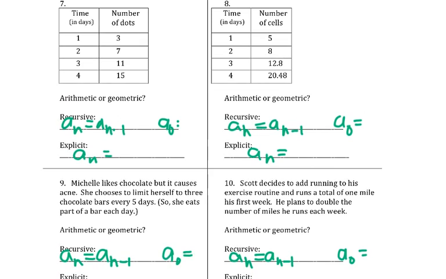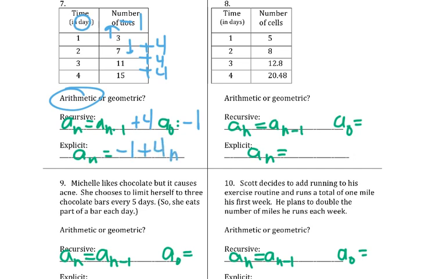Okay, so number 7. We go from 3 to 7, so that could be plus 4. Does that keep working as plus 4? It does, so it's definitely arithmetic. Going backwards to the 0 term would be negative 1. So start at negative 1, and we're adding 4. It's arithmetic, so times by n.